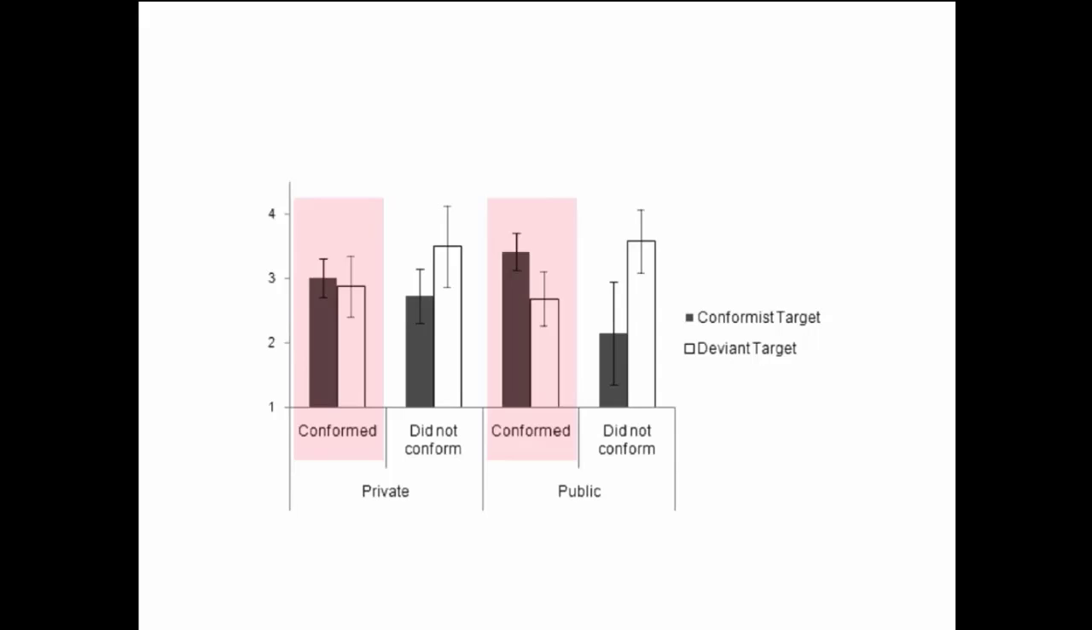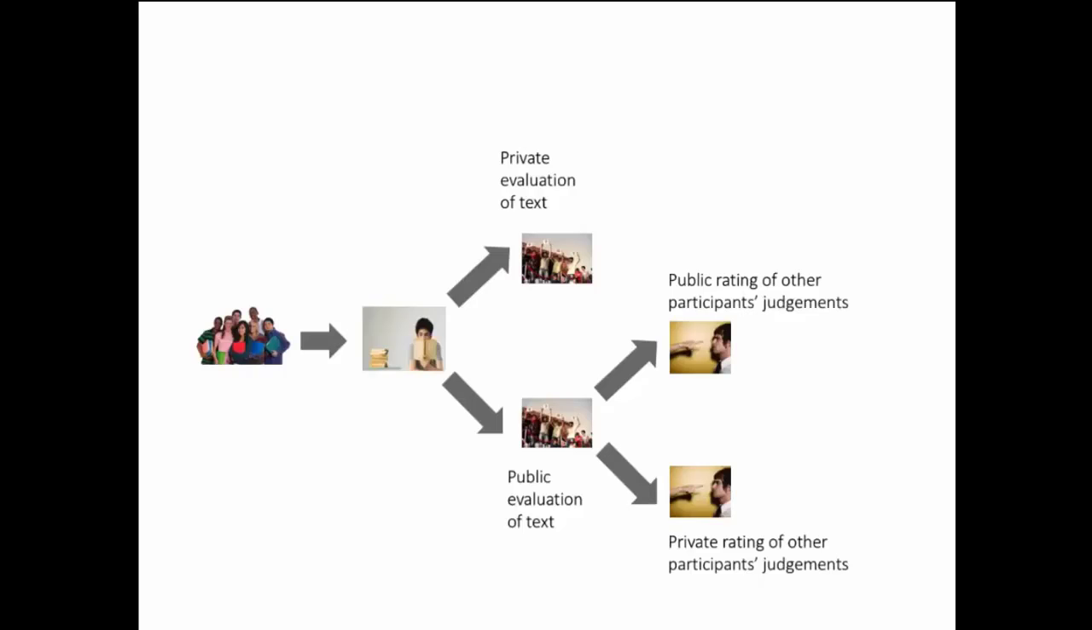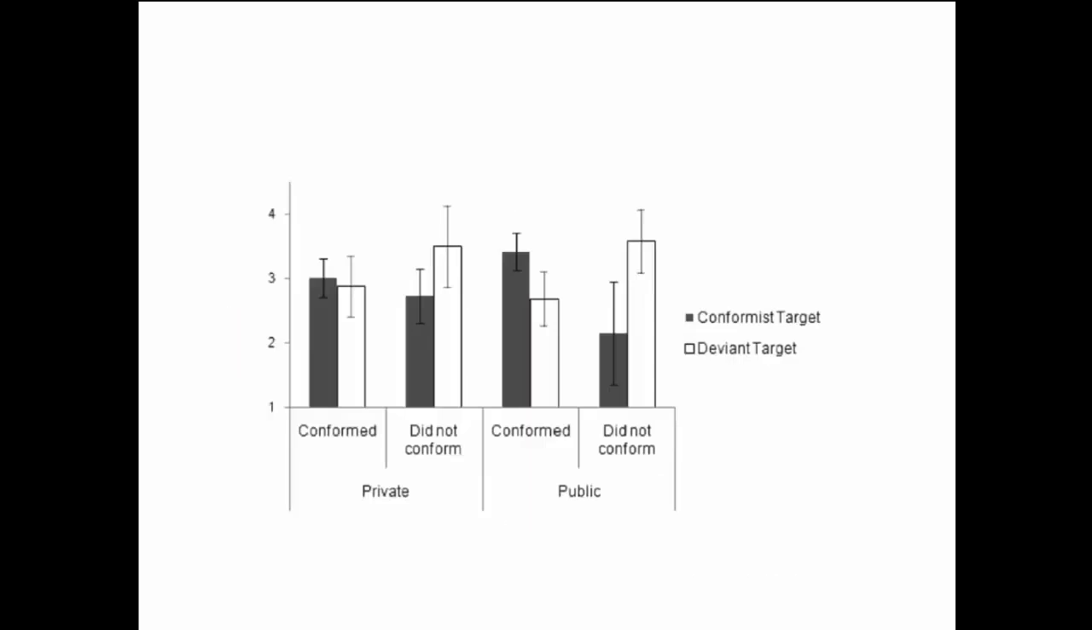But now when we look at the public ratings of each other, the public judgments, yeah. Remember the design: half of the group had to judge each other in private and the other half had to judge each other in public. When we go to the group that judged each other in public, now we are on the right side in the highlighted area. People who had to judge each other in public also conformed to it. So they followed suit and said, okay, this is a great text, even though it wasn't.